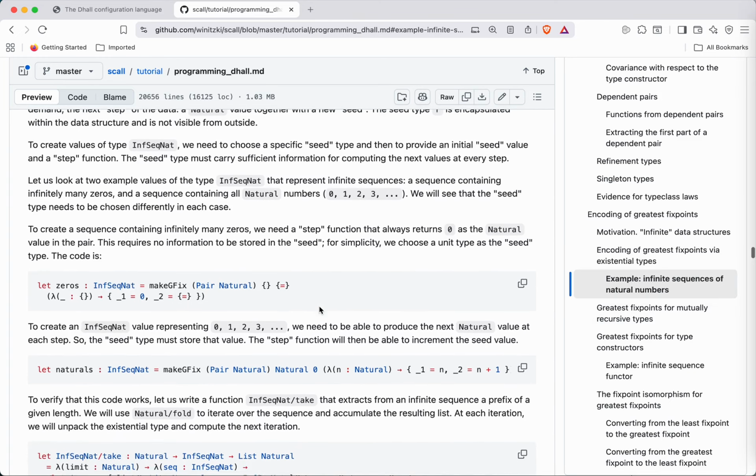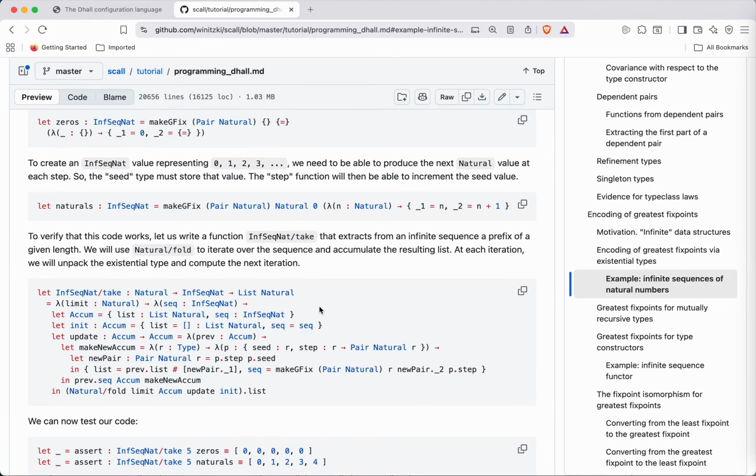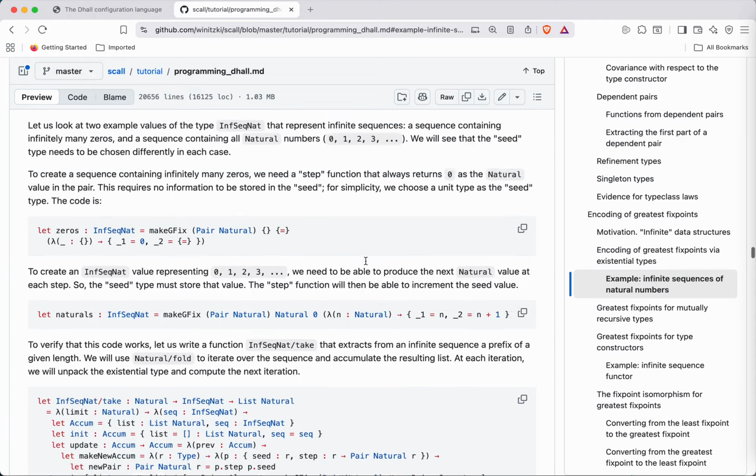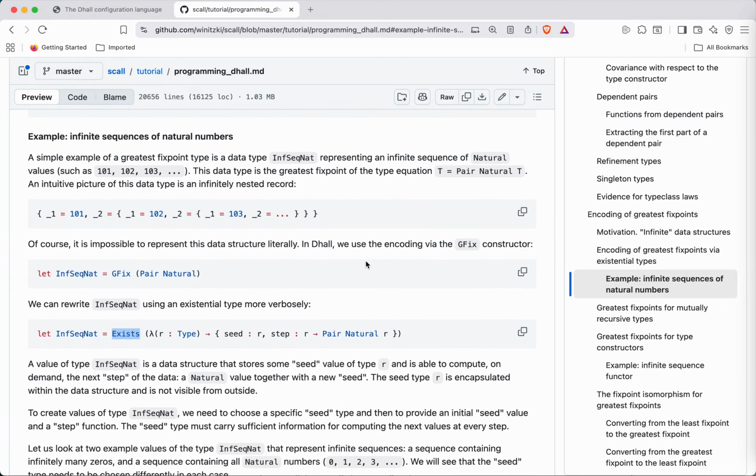So I show on many examples how you work with that. One word about how this book uses Dhall for the code examples. The entire book can be seen as one big literate Dhall document.